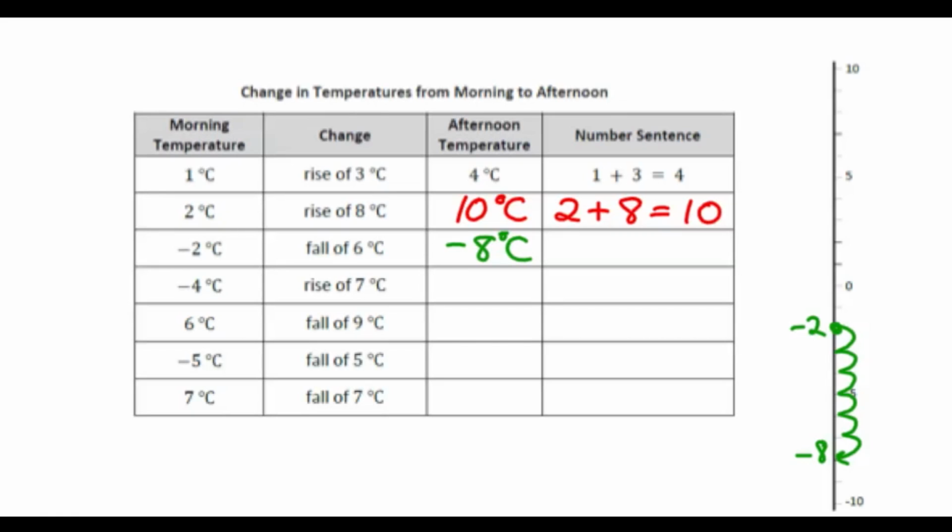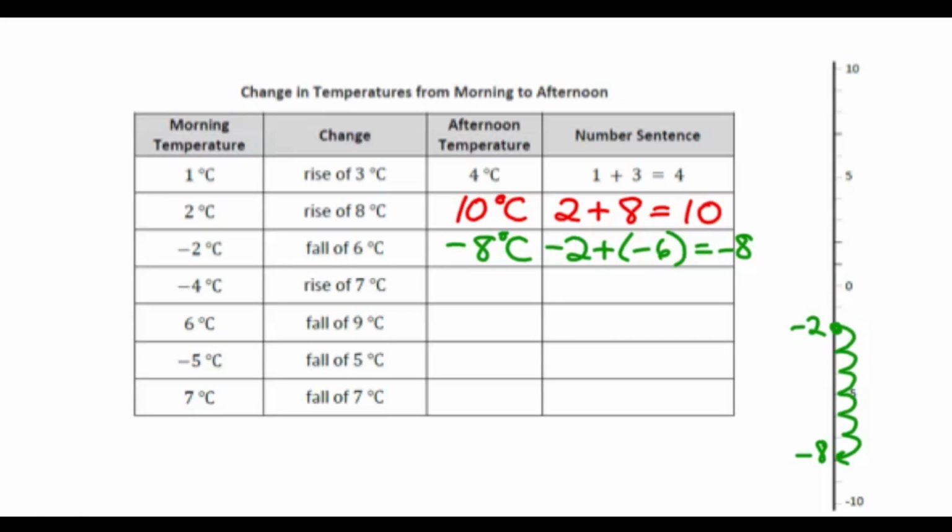To write that as a number equation, we say that we start at negative 2. We add it on. Now instead of writing 6, we're going to write negative 6 to show it had a fall of 6 degrees. And that final temperature would be at negative 8.